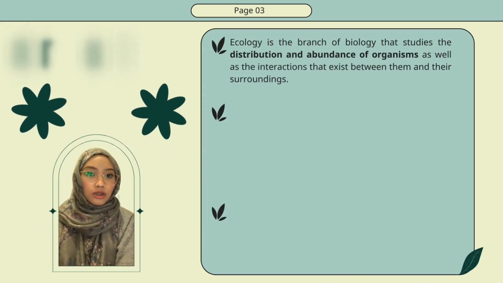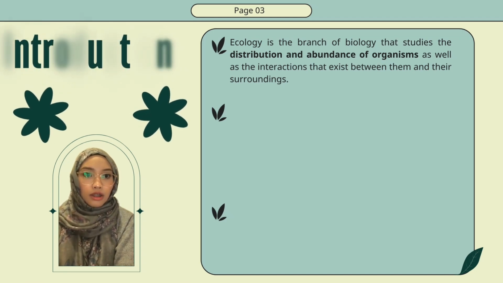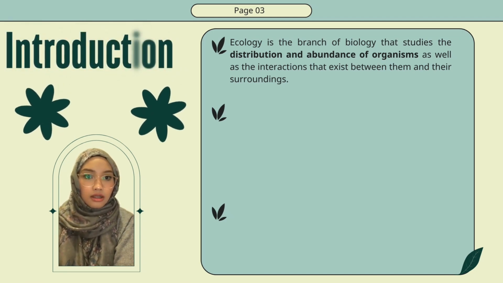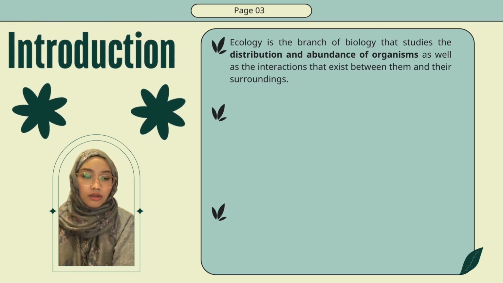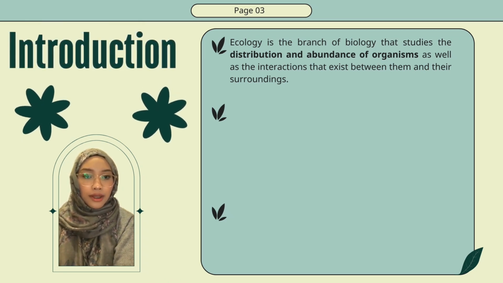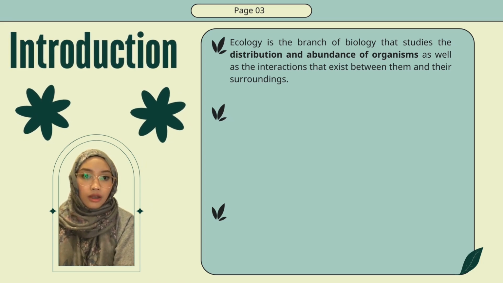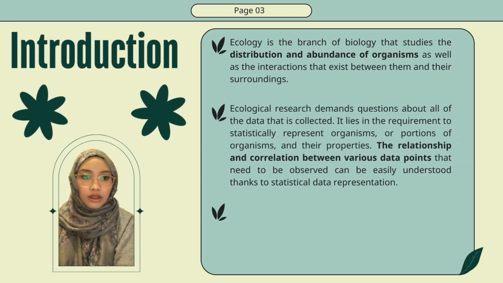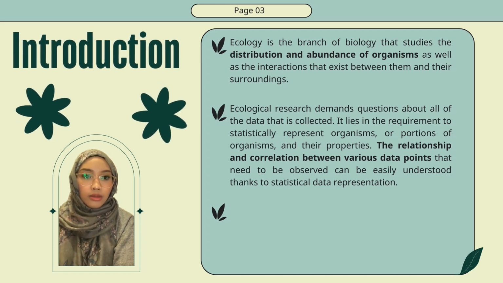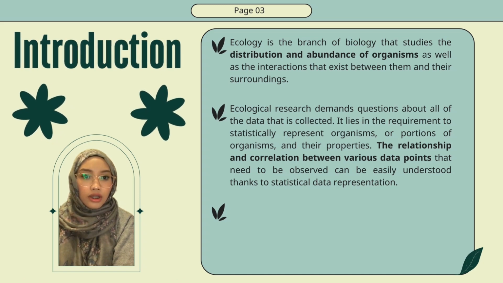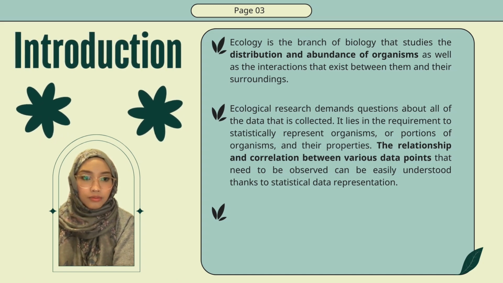So, for the introduction, ecology is the branch of biology that studies the distribution and abundance of organisms, as well as the interactions that exist between them and their surroundings. Ecological research demands questions about all of the data that is collected. It lies in the requirement to statistically represent organisms or portions of organisms and their properties.